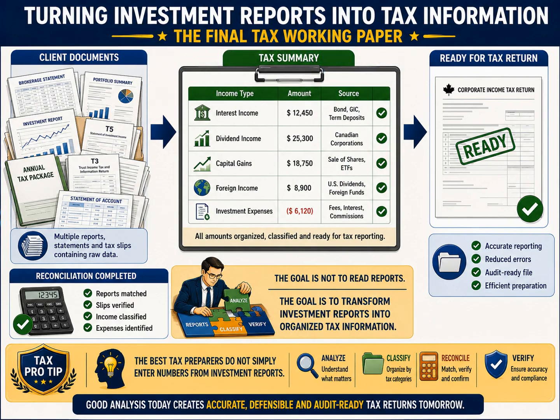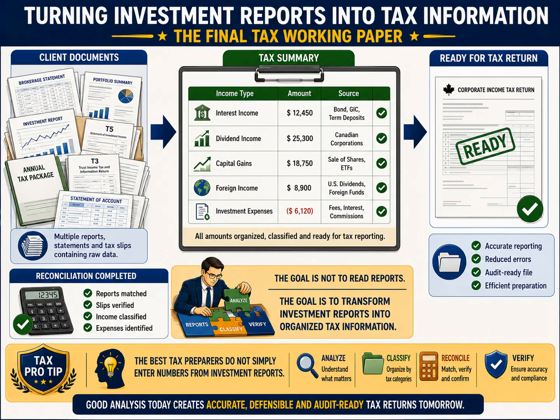Notice the categories listed in the tax working paper: interest income, dividend income, capital gains, foreign income, and investment expenses. Instead of searching through multiple reports, the tax preparer has consolidated everything into a single working document that can be used for tax preparation and review. This organized summary becomes the foundation for the tax return.